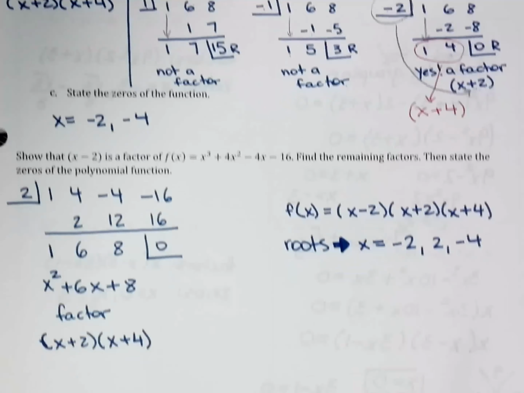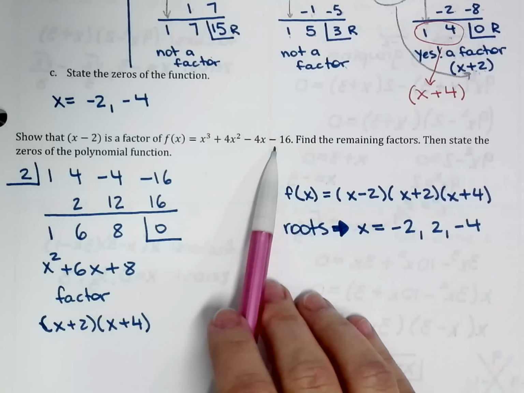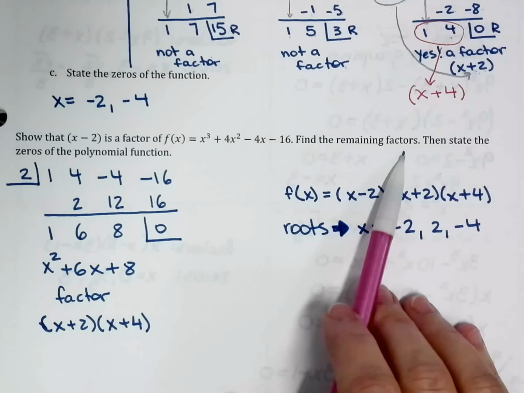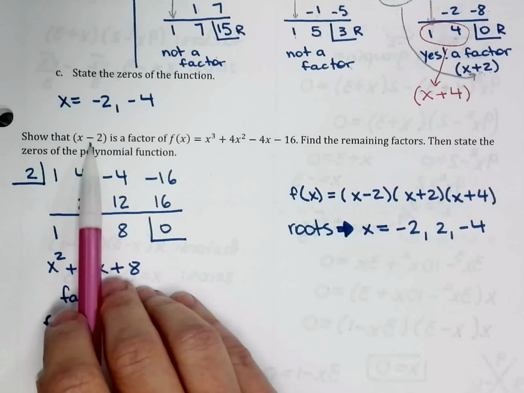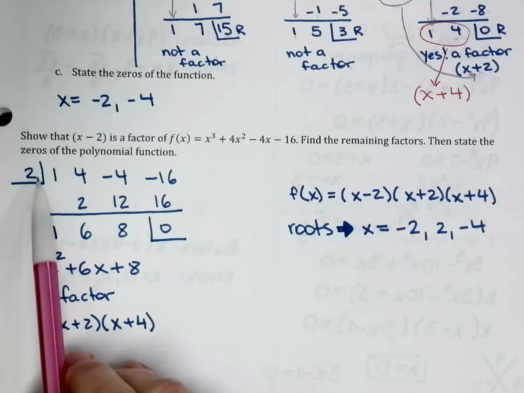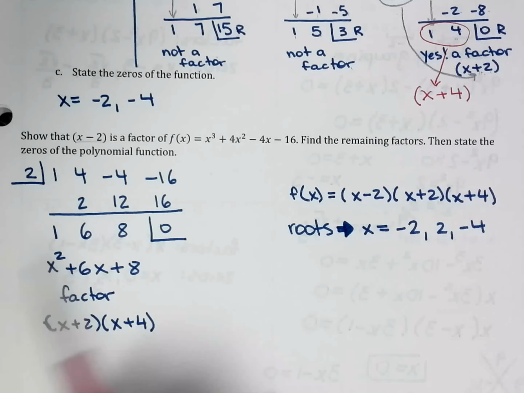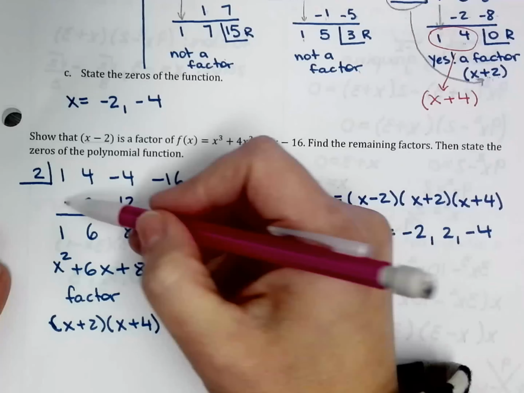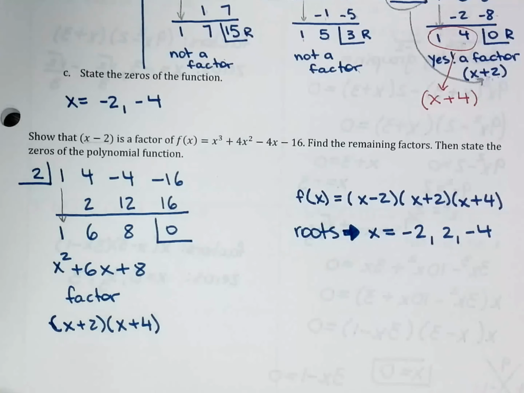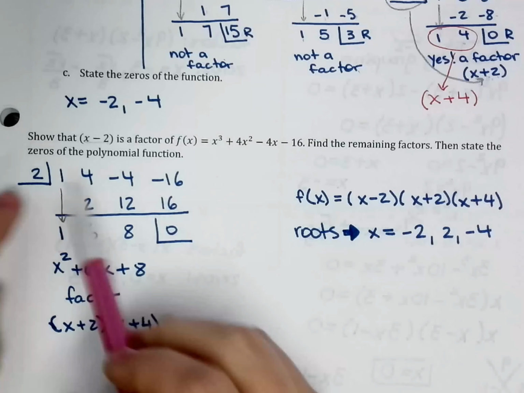The next one, we need to show that x minus 2 is a factor of this polynomial, and then find the remaining factors. So it's giving me the factor. I just need to prove or show that that is actually true. So I'm going to do synthetic division because this is a linear factor. If it was x squared minus 2, I could not have done synthetic division. So synthetic division is always the quickest and fastest way to do the division here.